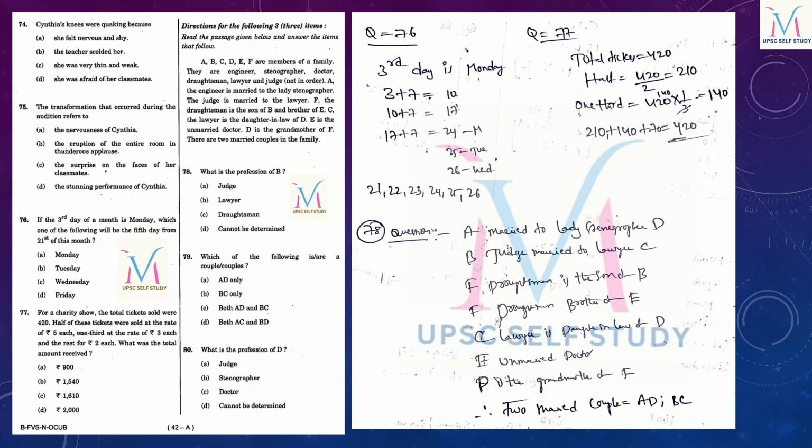3, we get 420. So the remaining tickets will be 70 tickets. These 70 tickets were sold for 2 rupees. 70 into 2, 140. So if we add all these, 1050, 420 and 140, we get 1610. So the answer for the 77th question is C, 1610.